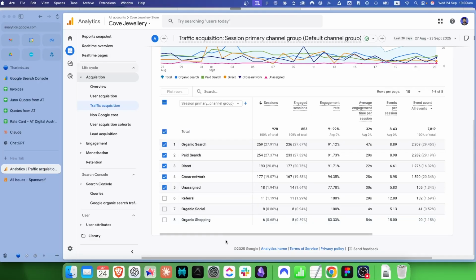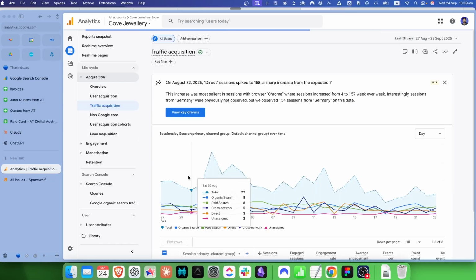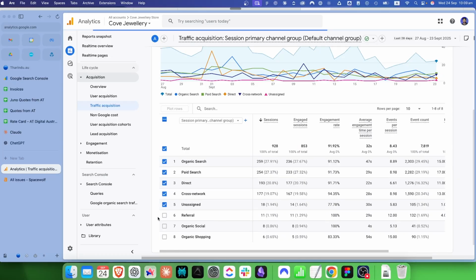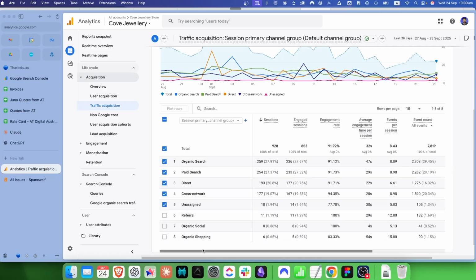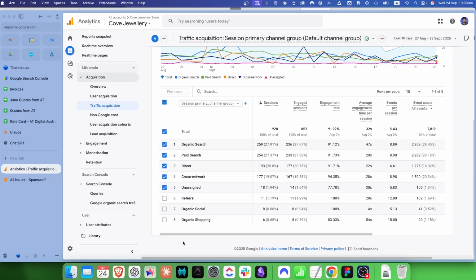This is a client of mine. This is a jewelry business. What I'm looking at is something called Google Analytics, if you're familiar with it. And I'm on the traffic acquisition chart here. If this doesn't make sense to you, if you haven't seen this, you can probably do a Google search on how to set up Google Analytics, or GA4, this is called.